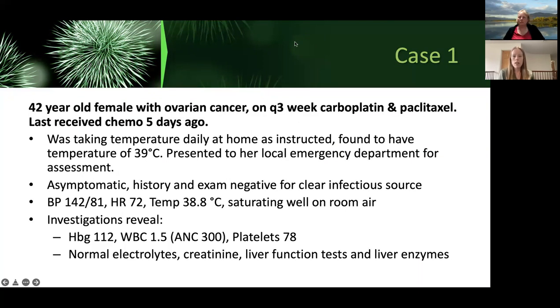So the first case that I wanted to bring up, and we'll cycle back to this case at the end once we've talked a bit more about febrile neutropenia, is a 42-year-old female with ovarian cancer on every 3-week carboplatin and paclitaxel chemotherapy. She last received chemotherapy 5 days ago. She was taking her temperature daily at home as instructed, and found to have a temperature of 39 degrees Celsius. So she presented to her local emergency department for assessment.